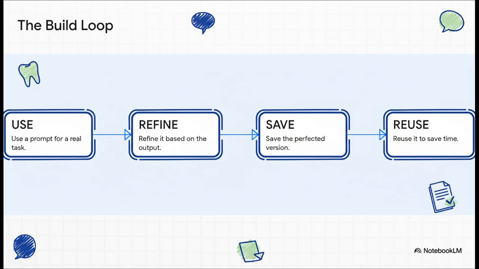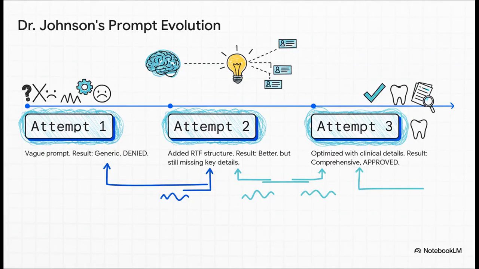Use a prompt for a real task, refine it based on what you get back, save that perfected version, and then reuse it to save time. This little cycle of continuous improvement is everything. Let's look at a real-world example. So Dr. Johnson's first attempt to get an insurance narrative? Denied. He then refined it using that RTF framework we talked about, and it was better. But it was his third attempt, where he added specific clinical details and constraints. That's what created the comprehensive approved narrative. He literally turned a denial into an approval using this exact loop.